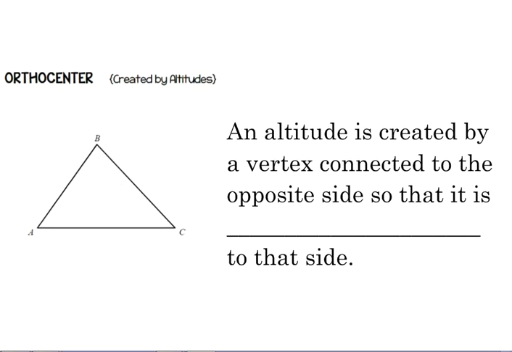First of all, we need to know what an altitude is, if you didn't already know. An altitude is created by a vertex connected to the opposite side so that it is perpendicular to that side. So what has been done in your model there is I have connected vertex A to the opposite side so that a right angle is created at the point where it touches that opposite side, okay?